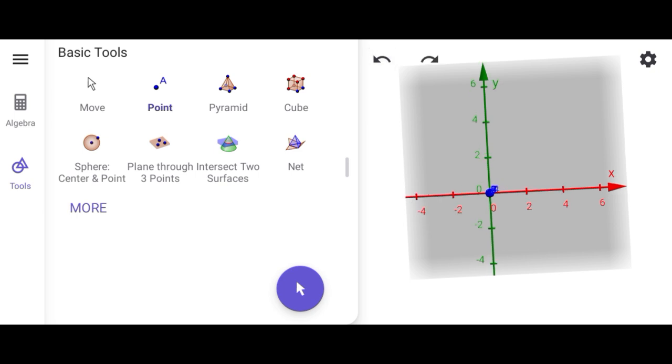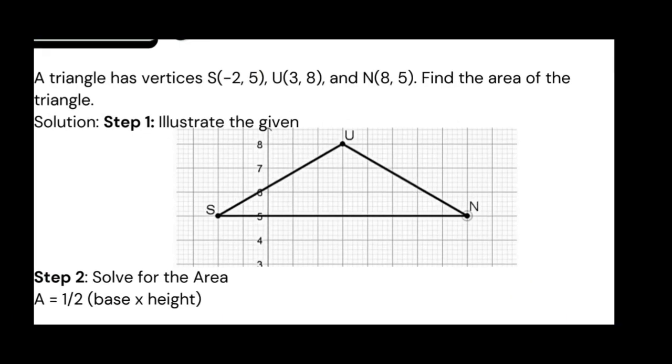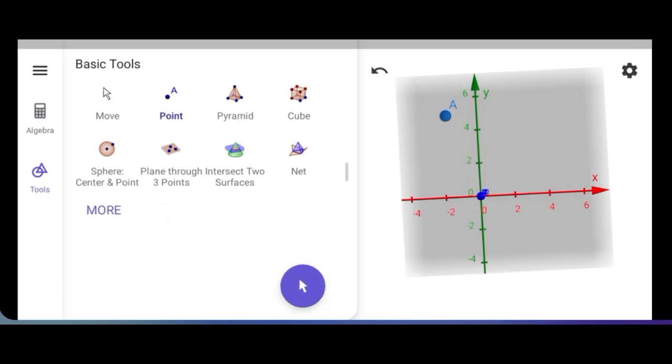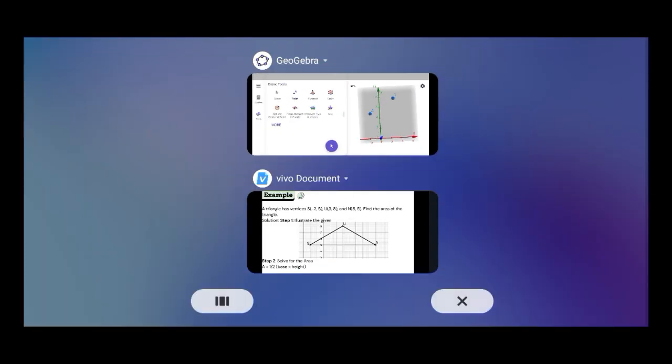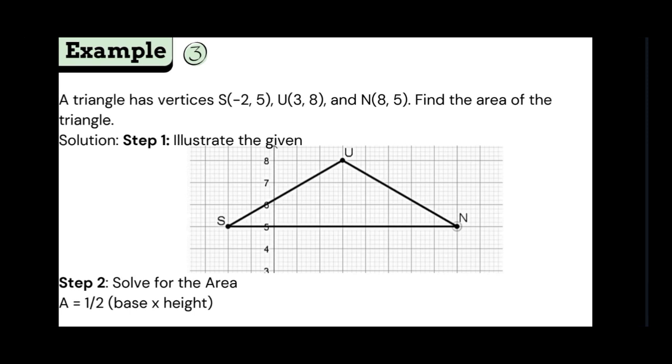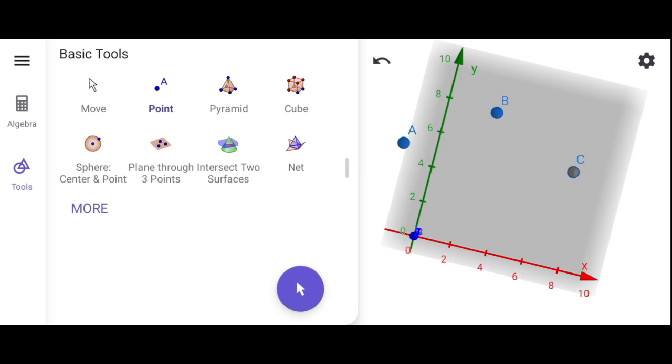Now let's try another one. I think this is okay. The next point is (3, 8). Next. So the next point is at (8, 5). Let's try another one.